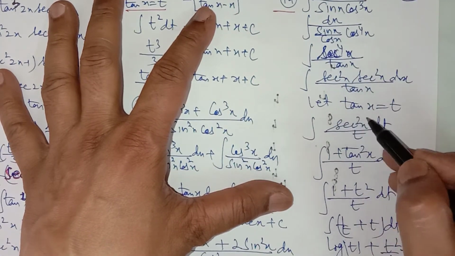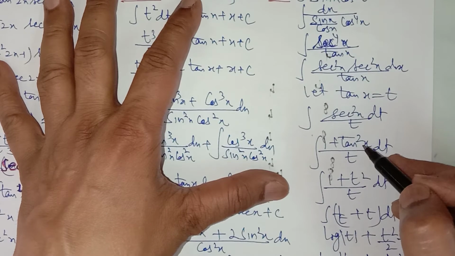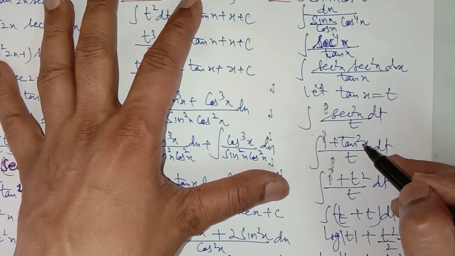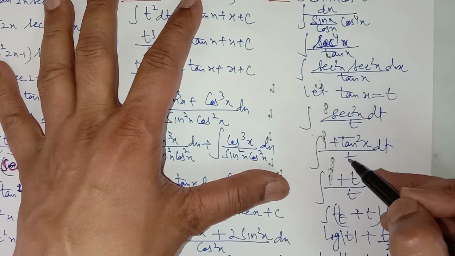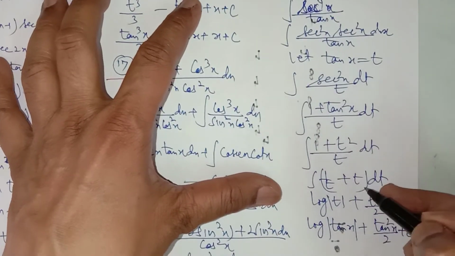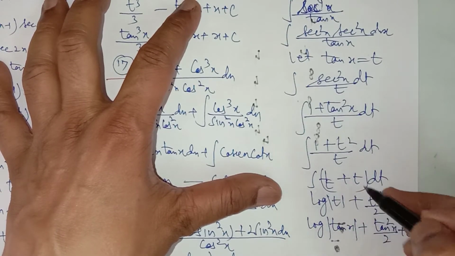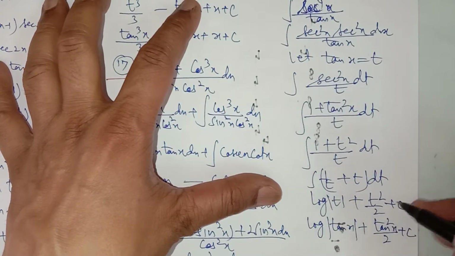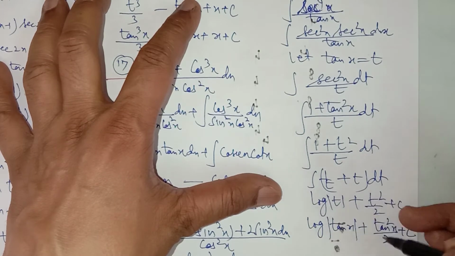Now replace sec square as 1 plus tan square, because we know the value of tan x equal to t. So it is a good question. Replace tan x equal to t, which is 1 plus t square upon t. It will become 1 upon t plus t, and you integrate it: log t and t square upon 2 plus c. Replace the value of t, which is tan x.